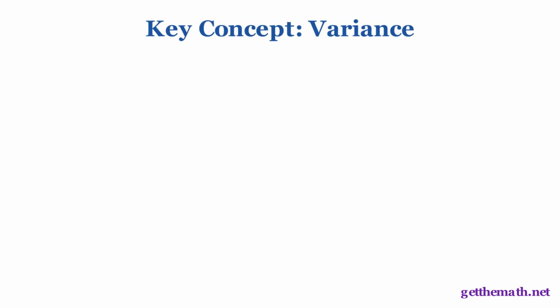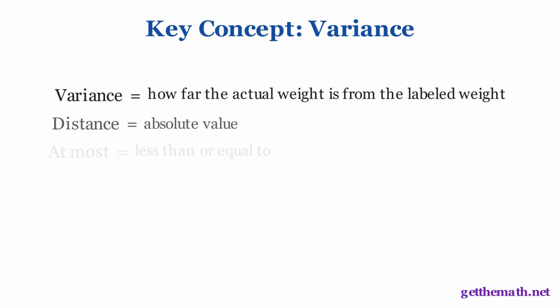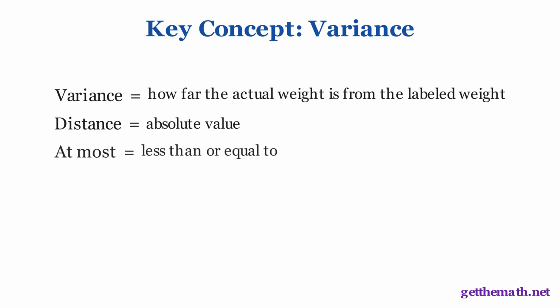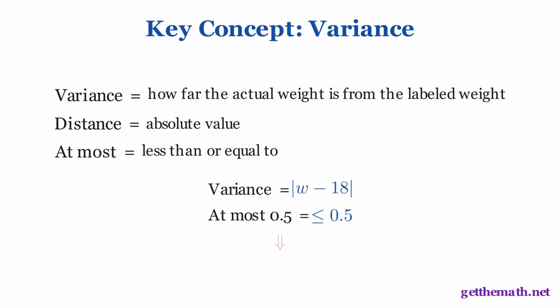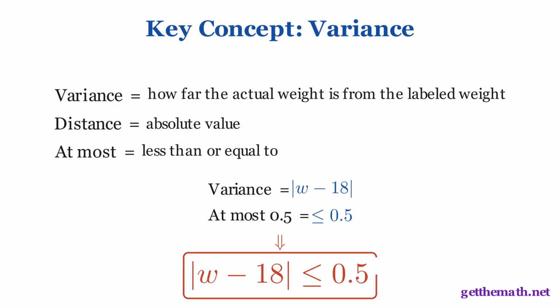Before we write the inequality, let's understand the keyword, variance. Variance means how far the actual weight can be from the labeled weight. The actual weight W can be above 18 ounces or below 18 ounces. The distance between W and 18 is the variance. In math, distance between two values is written using absolute value. So the variance is the absolute value of W minus 18.